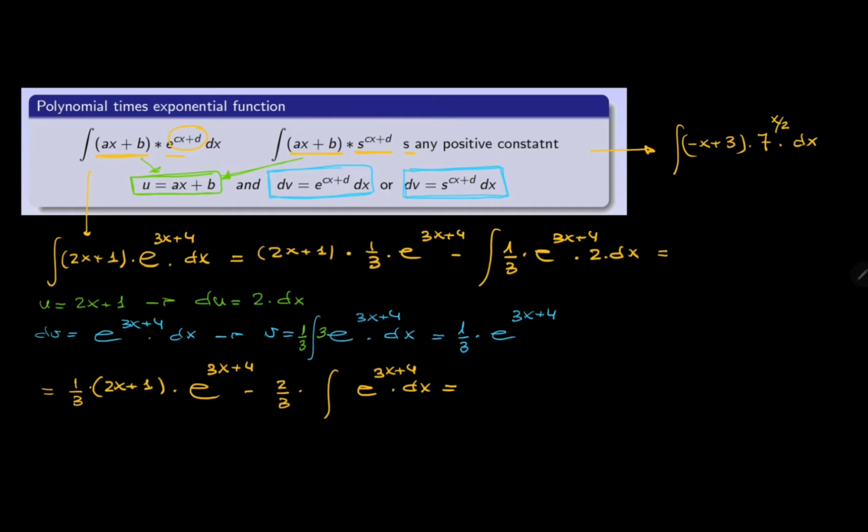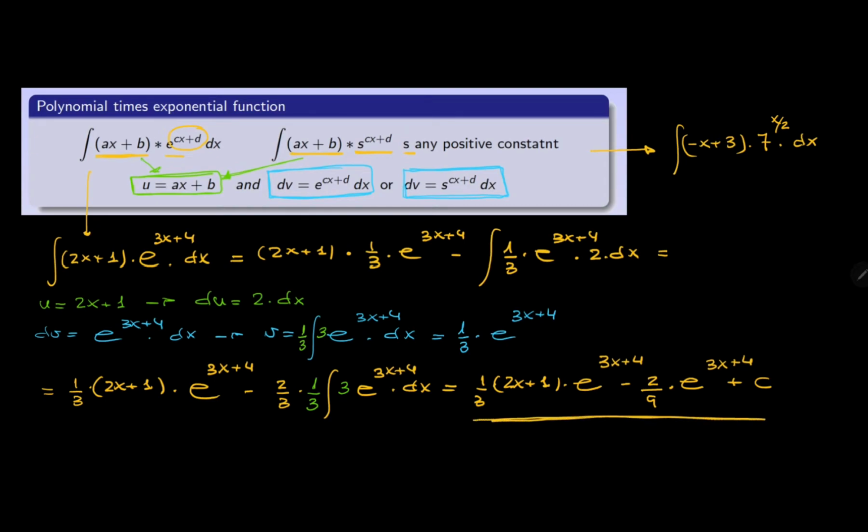And again, what I need is a 3 and a 1/3 outside to cancel. So the final result is 1/3 times 2x plus 1 times e raised to the power of 3x plus 4, minus 2/9 times, and now I integrate again, e raised to the power of 3x plus 4, and then plus the constant. And that's the final result of the integral using the by parts technique.